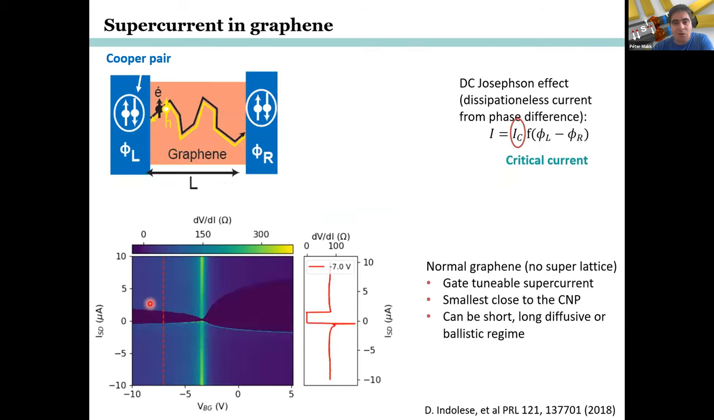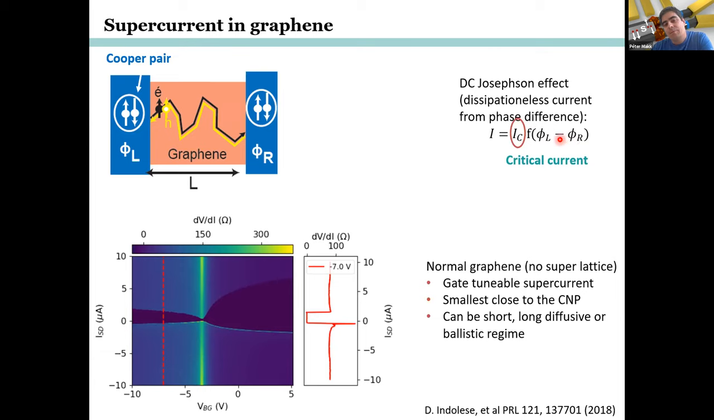So now what we will do is combine this with supercurrent measurements. We will put superconducting electrodes on graphene and measure supercurrent between the electrodes. This means you will have transport of Cooper pairs between two superconducting electrodes. This is also called Josephson current or the DC Josephson effect. The idea is that you can have a dissipationless current, which is proportional to the so-called critical current, and it also depends on the phase difference between the superconducting electrodes. You can describe them with macroscopic phases, and the difference gives you how much current you have. This is called the current-phase relation. You can simply imagine that this is a sine function of the phase difference. I think generally it's a good approximation.